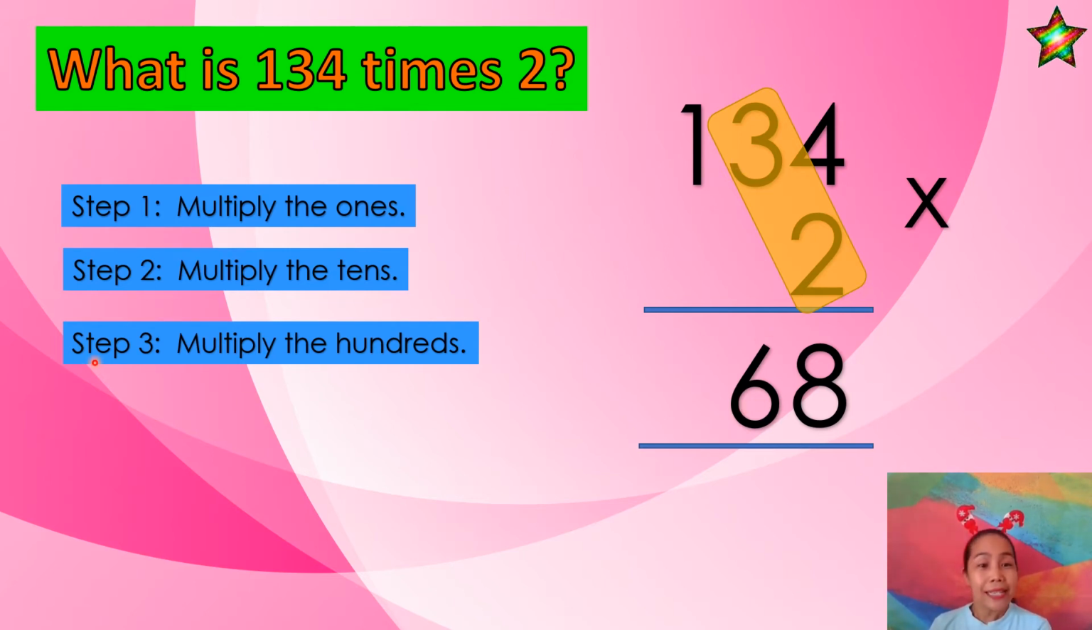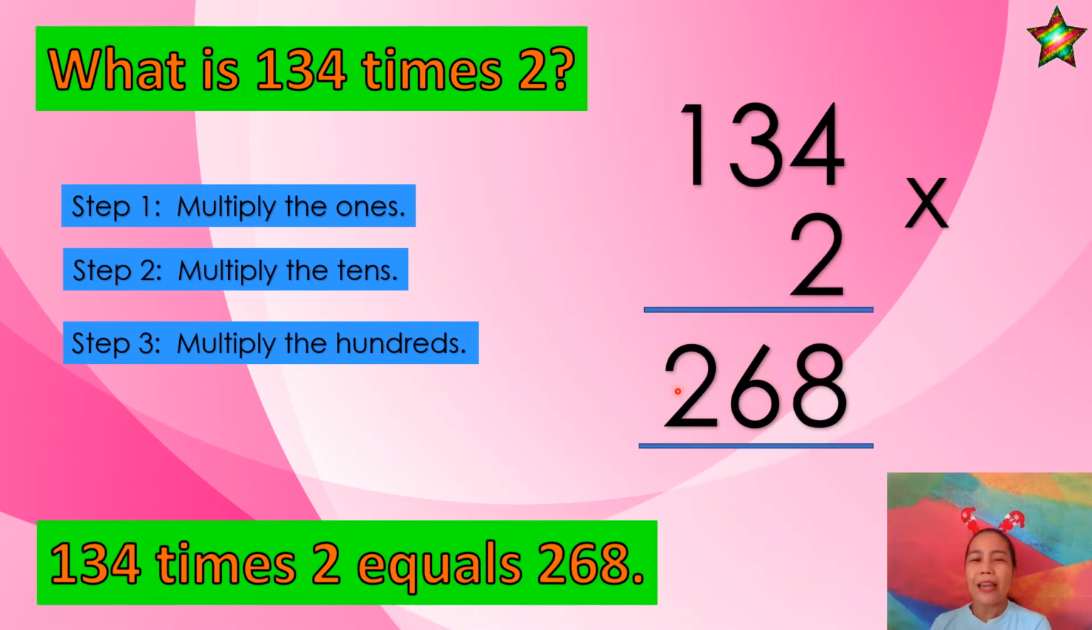Next one. Step 3. Multiply the hundreds. Okay, the digit in the hundreds place is 1. So you are going to multiply like this. 1 times 2 or 2 times 1. The answer is the same. What's the answer? You are correct. 134 times 2 equals 268. Okay.